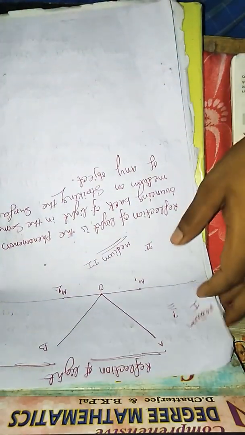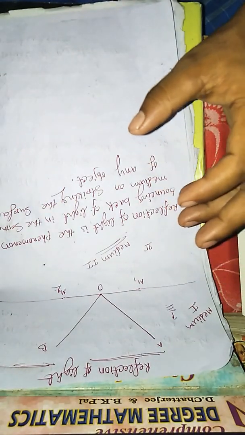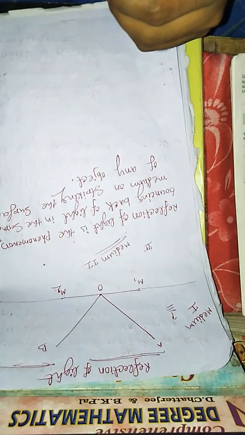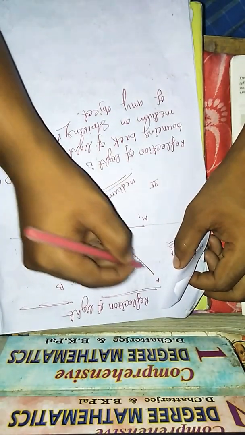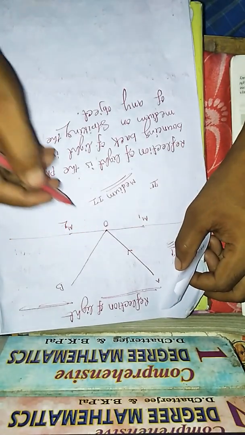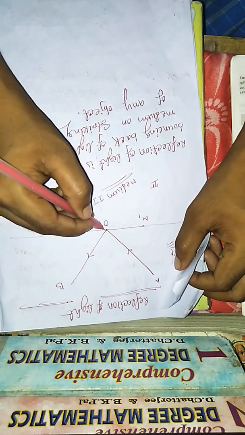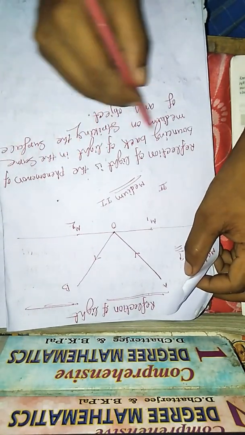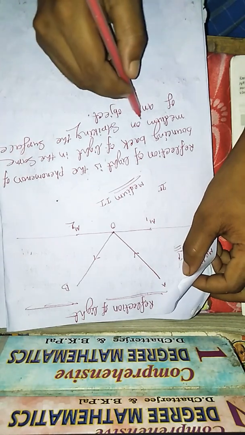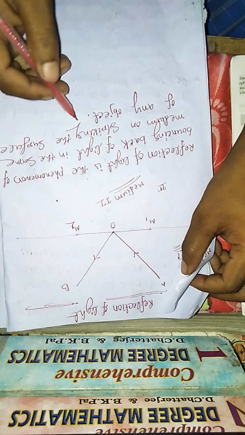Okay, so what is the reflection of light? Reflection of light is the phenomenon of bouncing back, that means returning back. When light rays fall on the surface of any object, the light rays bounce back to the same medium again. So reflection of light is the phenomenon of bouncing back of light in the same medium on striking the surface of any object.